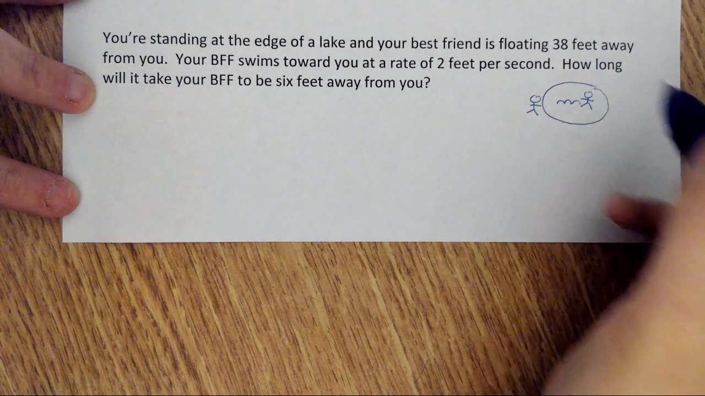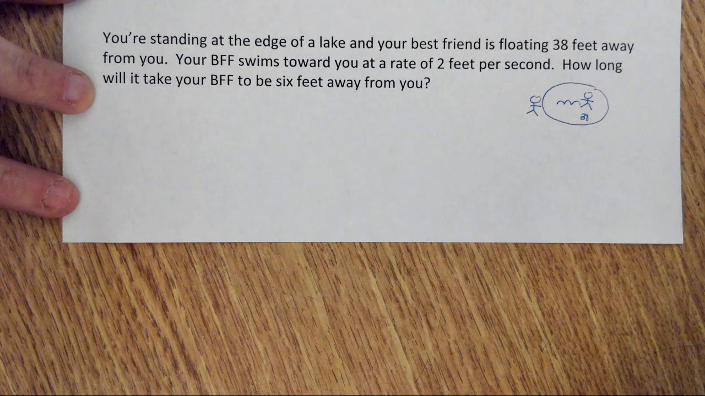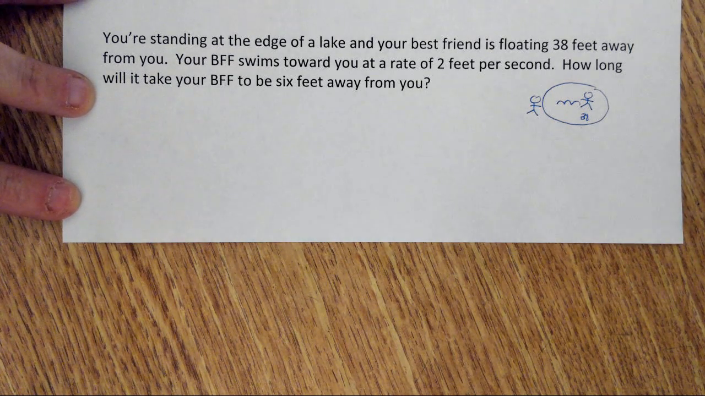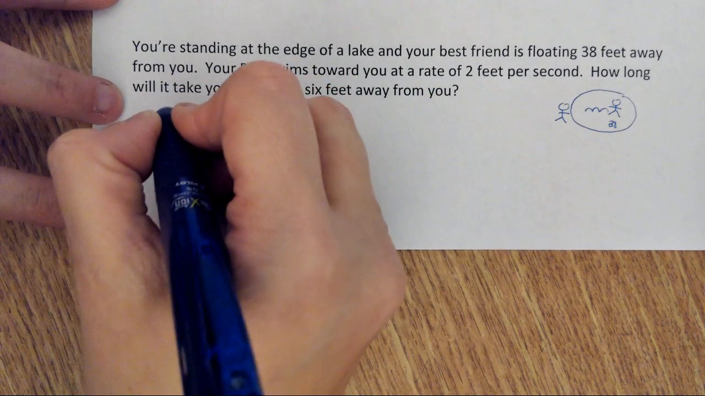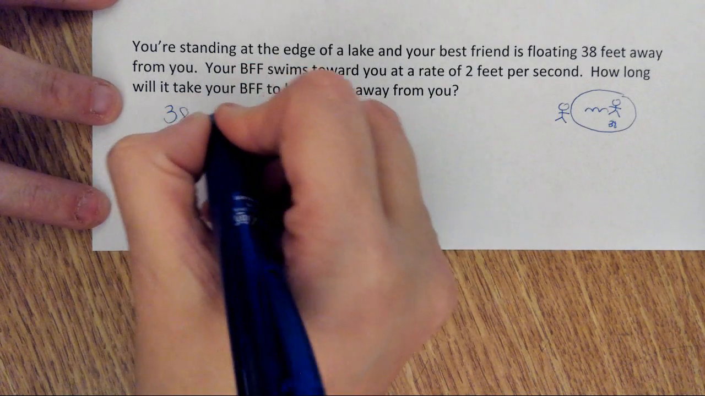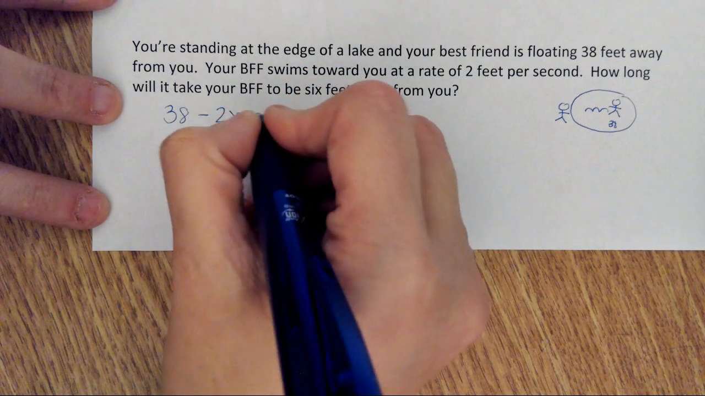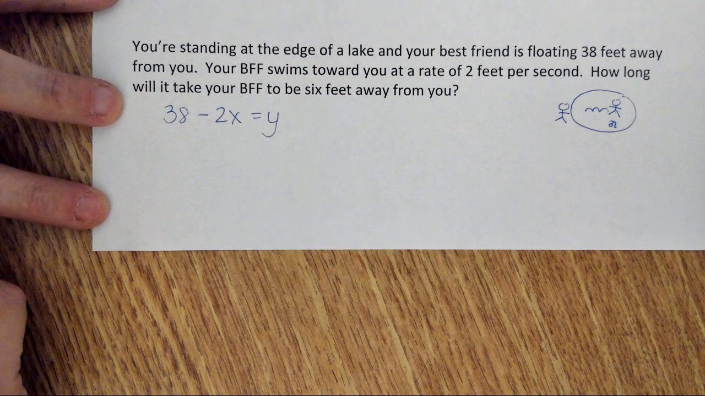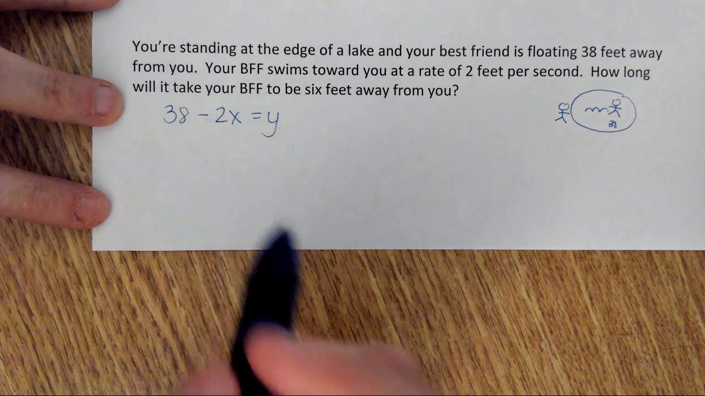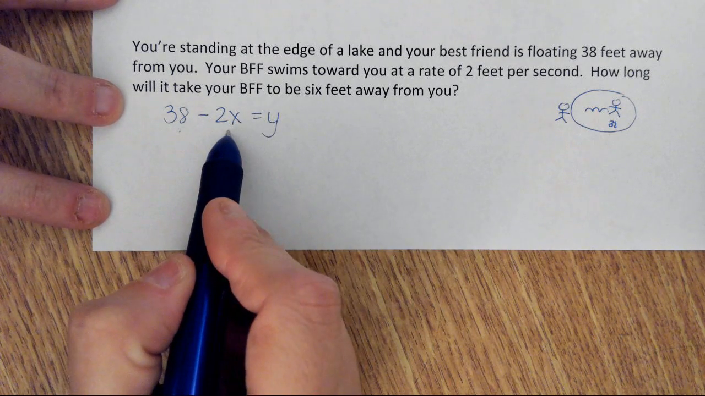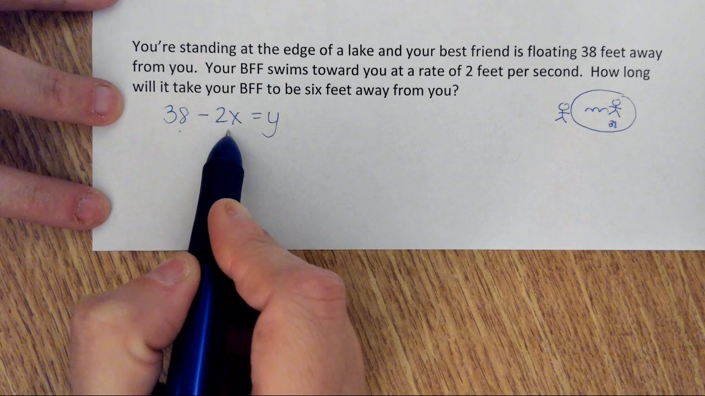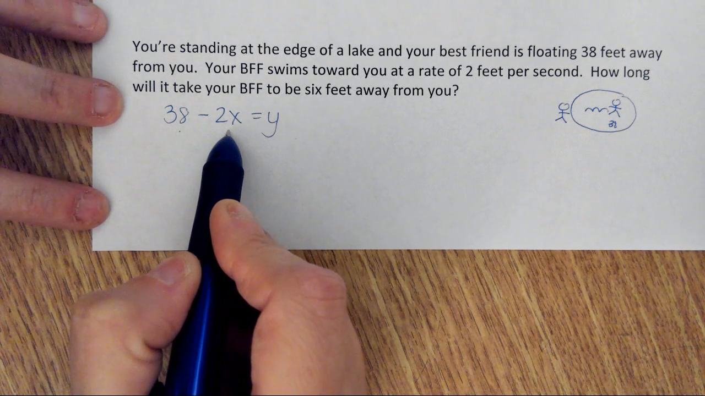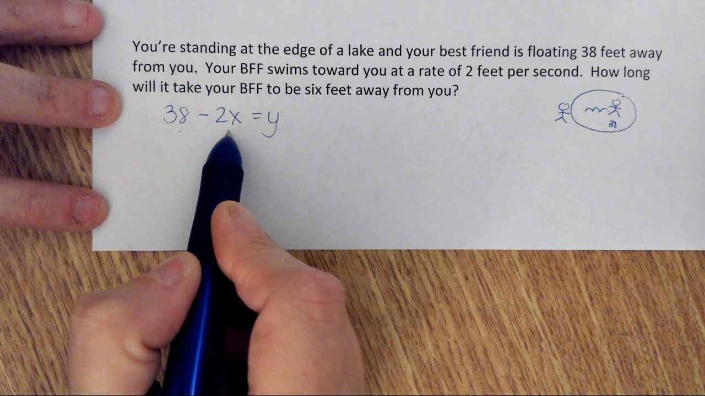Now, let's think about this. She is 38 feet away from me. After 1 second, is she closer or further away? She's closer. So that means the distance between us has decreased. So that means my equation is she starts 38 feet away from me, and every second she gets 2 feet closer to me. Okay? She starts 38 feet away. Every second, her distance decreases by 2 feet.